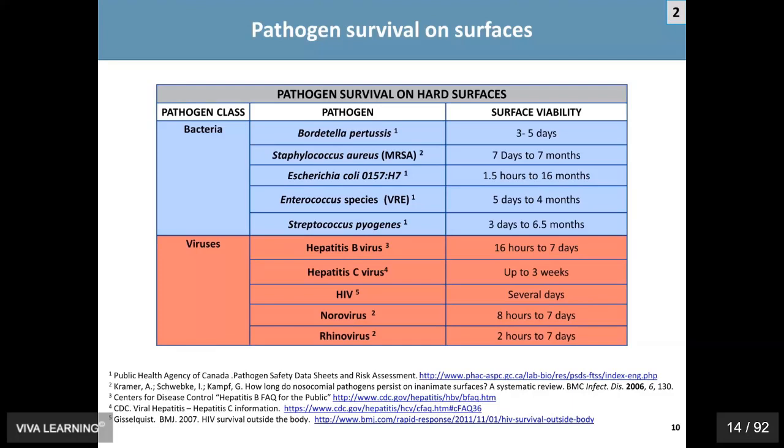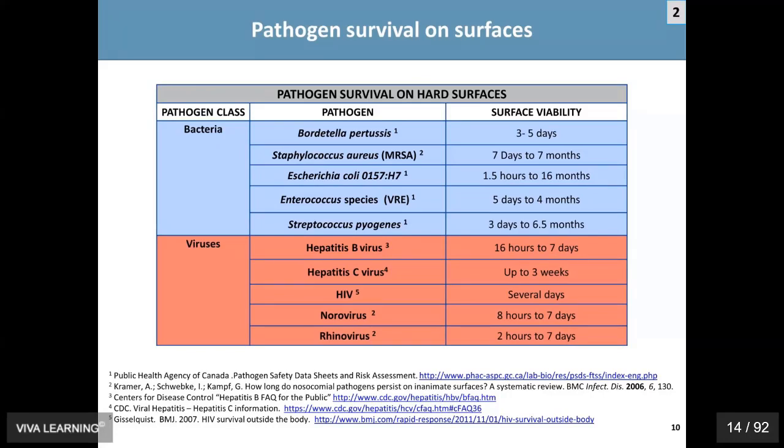And one of the slides I like here, this is really a slide that makes you stop and think. I mean, look at some common bacteria. Bordetella pertussis, it can live on a surface at room temperature for 3 to 5 days. How about E. coli? Hours to months. Enterococcus species, 5 days to 4 months. Streptococcus pyogenes, 3 days to 6.5 months. And what about viruses? Hepatitis B, it could live on your dental unit for up to a week. Hepatitis C, up to 3 weeks.